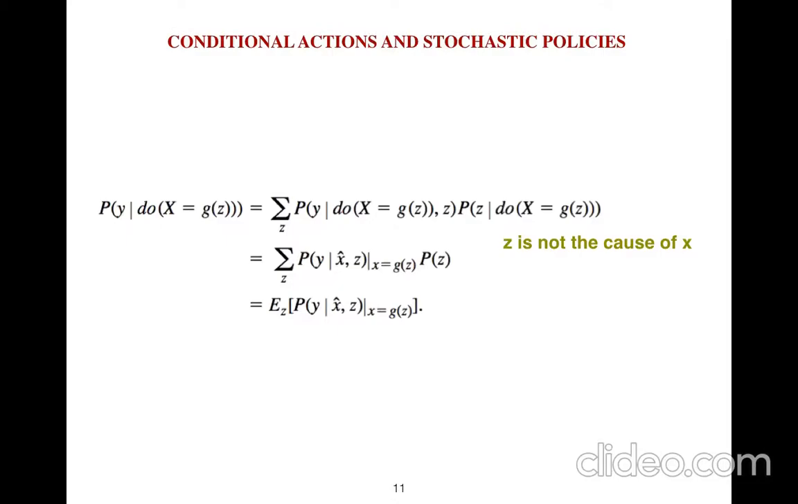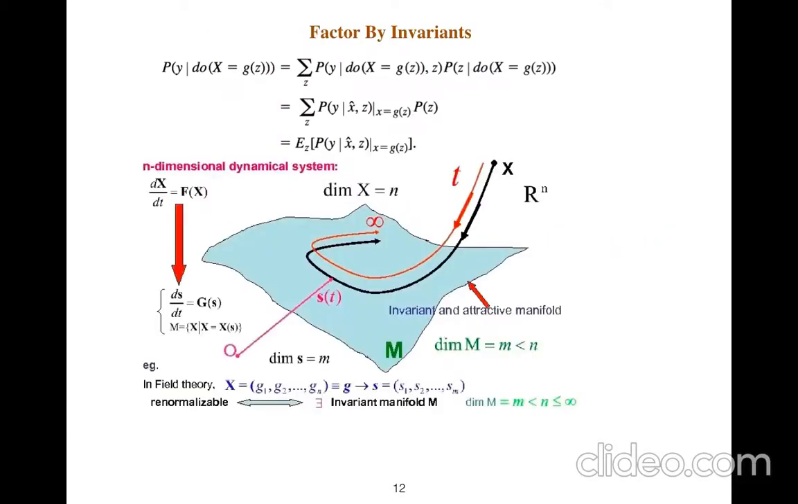Here, z is not the cause of x, so we can simplify it. The goal is to find those invariants, which are foliations in the geometry of manifolds. If you understand foliations in dynamical systems, you get everything. You can understand why do-calculus and why counterfactuals are very important.